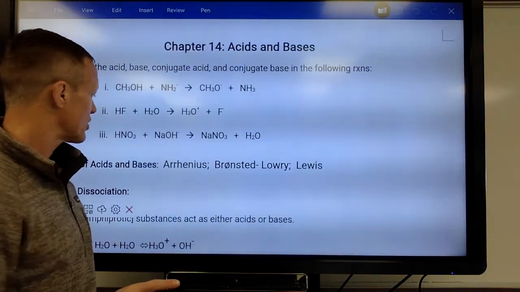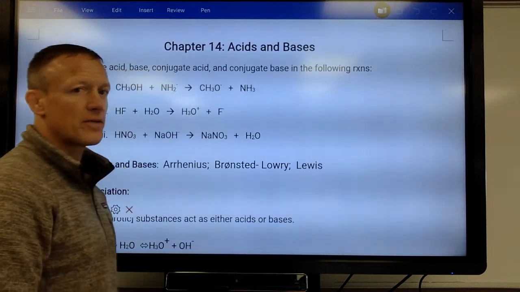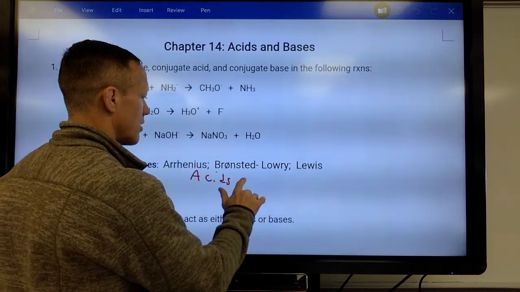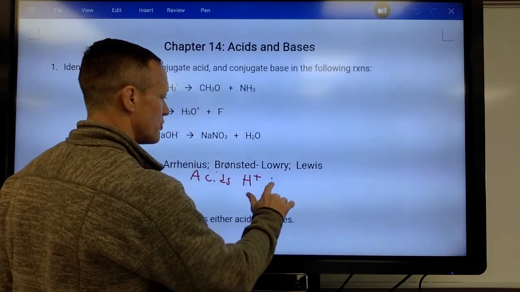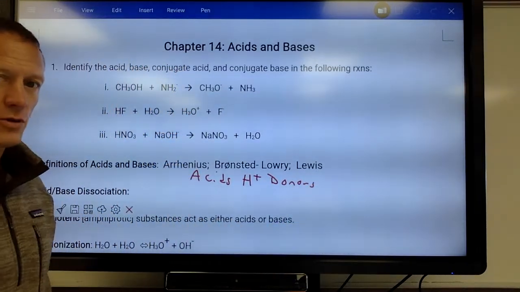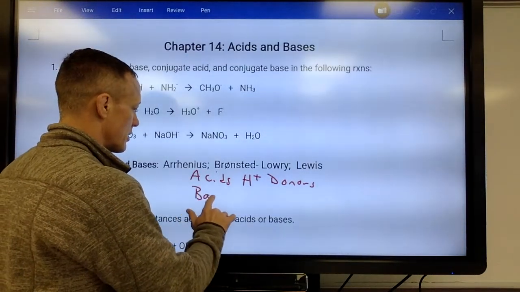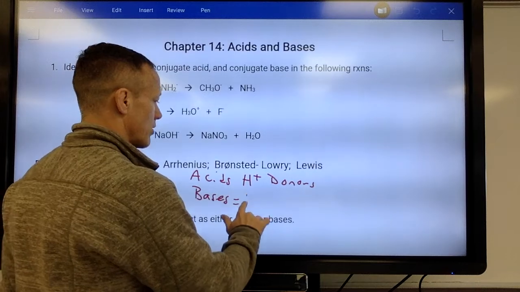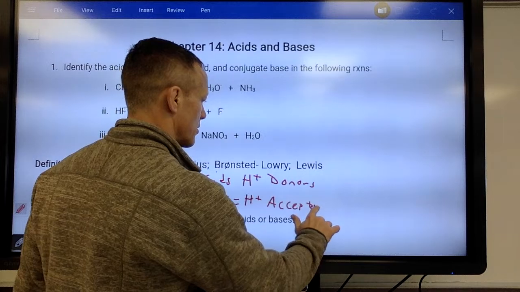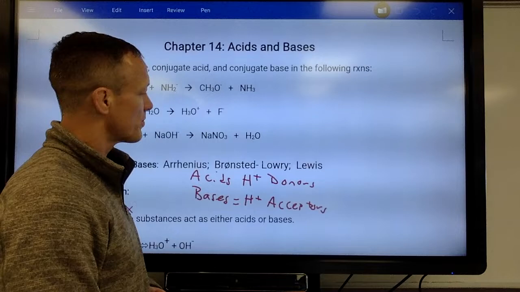So our definition of acids, if I go down here, definitions of acids, there's three different ones. I basically just say, and it's really these two, acids are hydrogen ion donors or givers. Acids are hydrogen ion donors. Okay, they're giving away H plus ions. Bases are hydrogen acceptors. So acids are giving a hydrogen, bases are accepting.